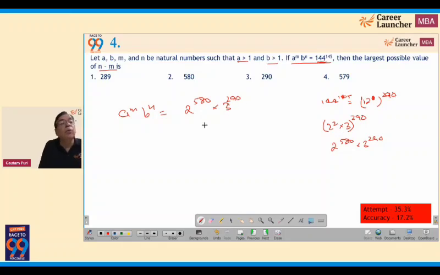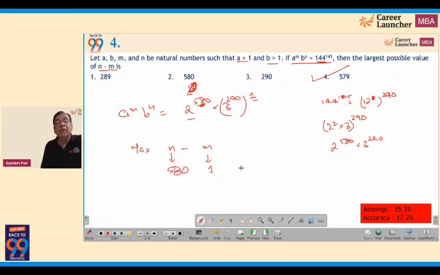Because this was an easy number, it was easy to handle this part. What do we want? The maximum value of N minus M. So what do I want? Maximum possible value of N. Maximum value of N will be 580. And minimum value of M? No, not 290. I can write it like this: 2 to power 580 into 3 to power 290 is raised to power 1. So I can say the minimum value of M is going to be 1. So the answer should be 579.